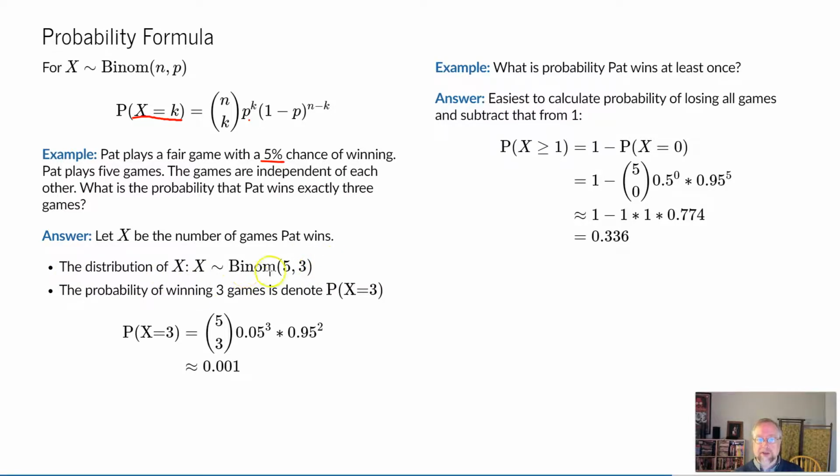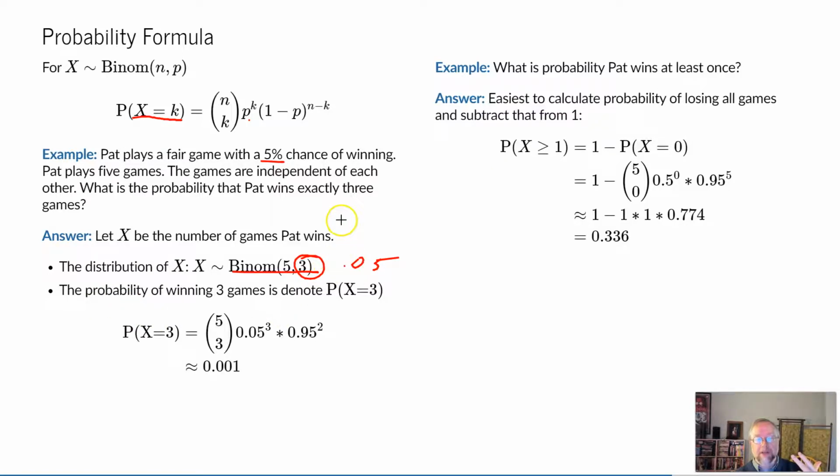So the distribution of x is binomial 5, 3. Let's make sure. Number of trials. Does it change? Nope, Pat's playing 5 games. Okay, n is 5. Awesome. The games are independent of each other. We have independence. That's great. The probability is 5% every time, so it's a constant probability, and we have our value of p, and that shouldn't be 3. That should be 0.05. I'll fix that in just a second.